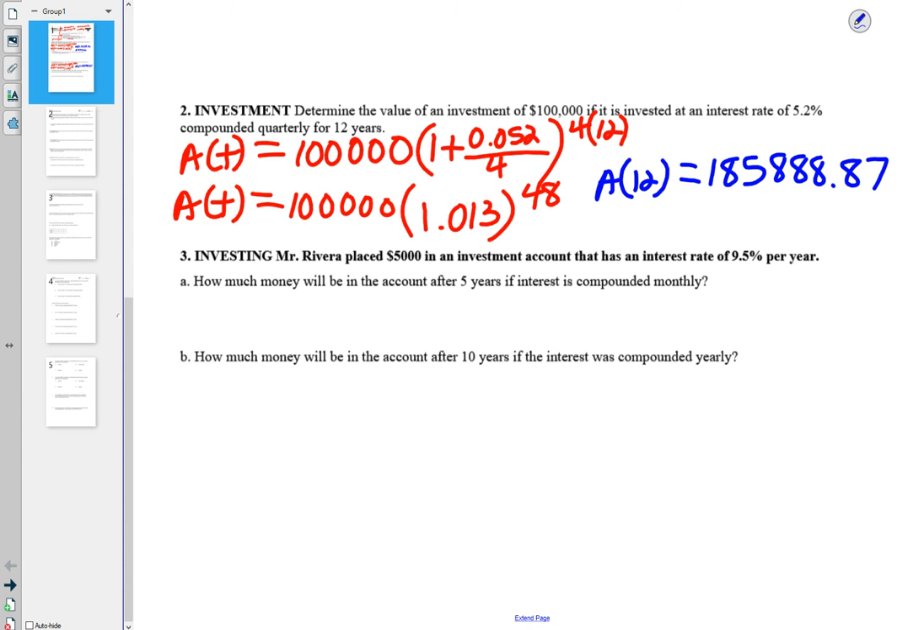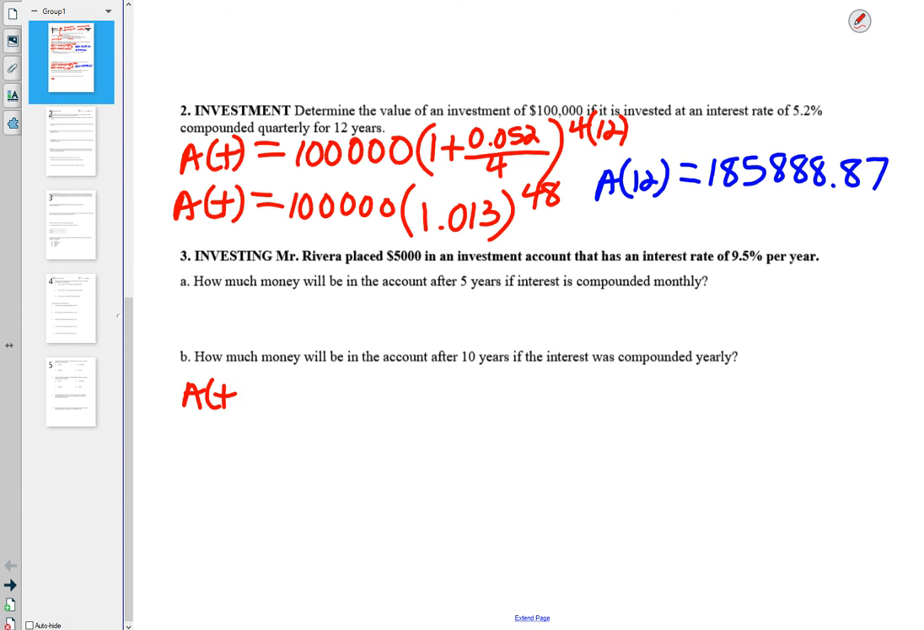Monthly, yearly. Okay, let's do 3B, because I'm just trying to do one of every type, and then we can start repeating afterwards. So now it's on Mr. Rivera.